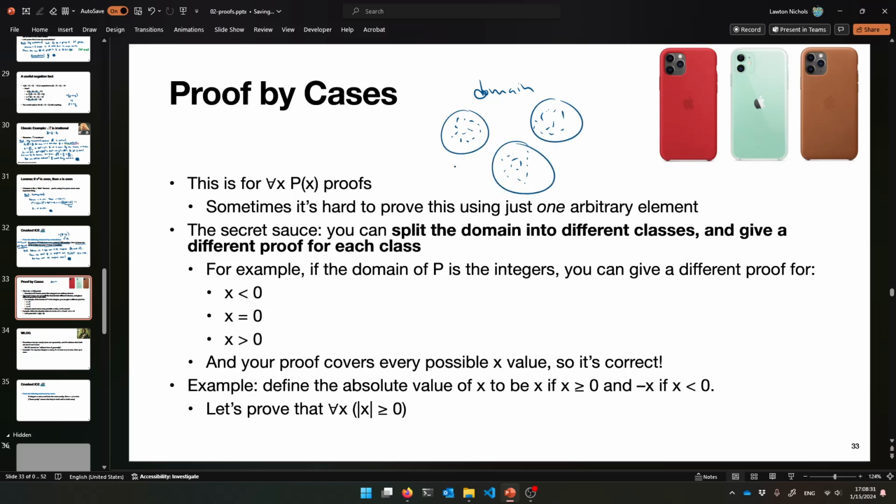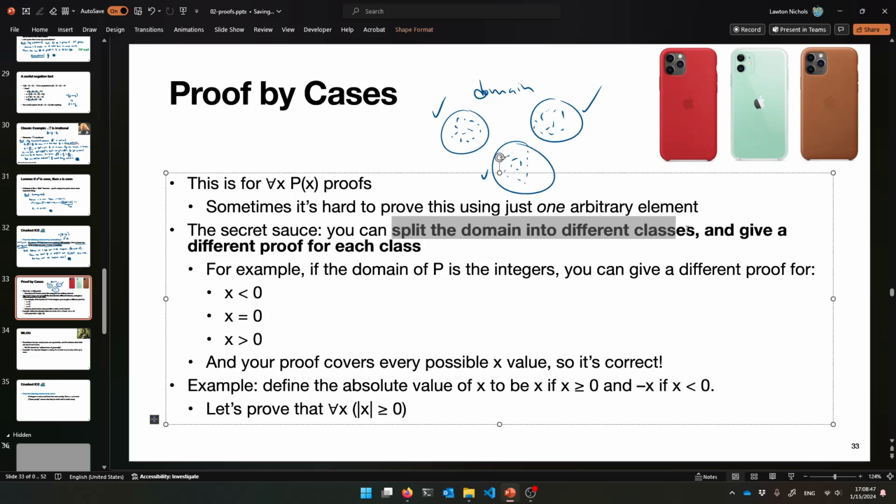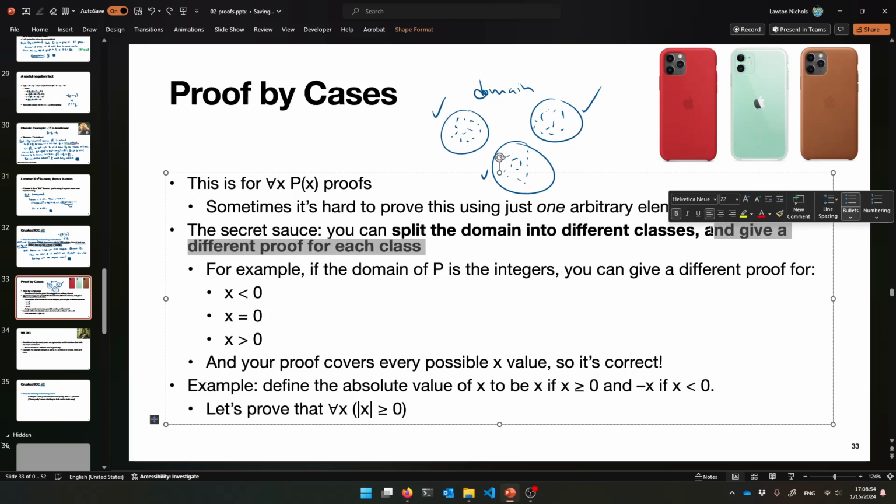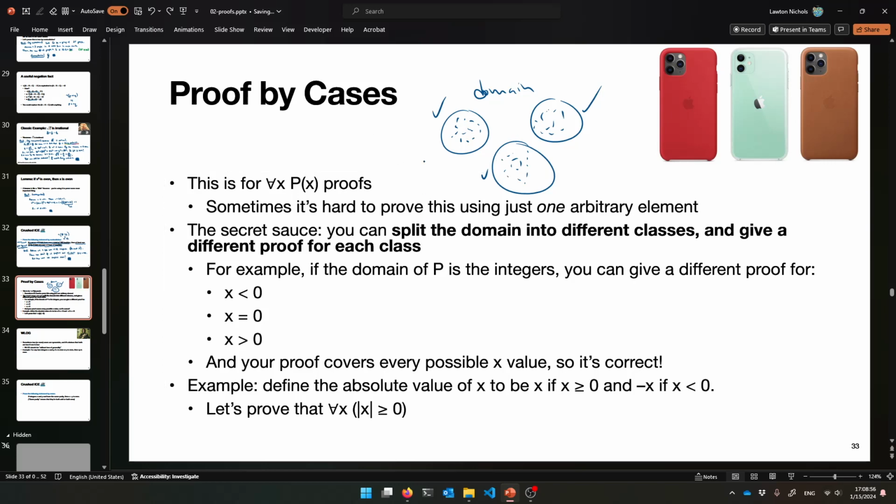What you can do to still prove a for all is pick an arbitrary element here, pick an arbitrary element here, pick an arbitrary element here, and have it check out for each of those little sub pieces of the domain. You can still do that, all right? That's what you can do. You split the domain into different classes, and give a different proof for each class. Maybe these are still infinite pieces, but you can give a different for all proof for each of them because maybe the proof goes differently depending, okay?